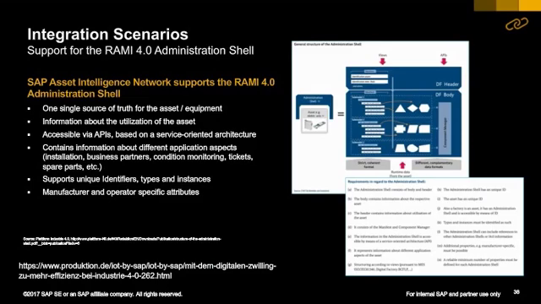SAP Asset Intelligence Network supports the RAMI 4.0 administration shell, ensuring one single source of truth for the asset or equipment, information about the utilization of the asset, accessibility via APIs based on a service-oriented architecture, information about different application aspects such as installation, business partners, condition monitoring, tickets, spare parts, etc. Support of unique identifiers, types of instances, and manufacturer and operator specific attributes.